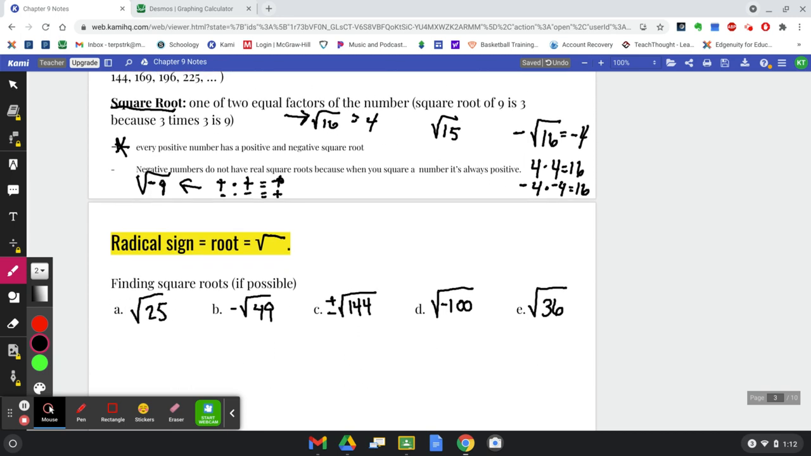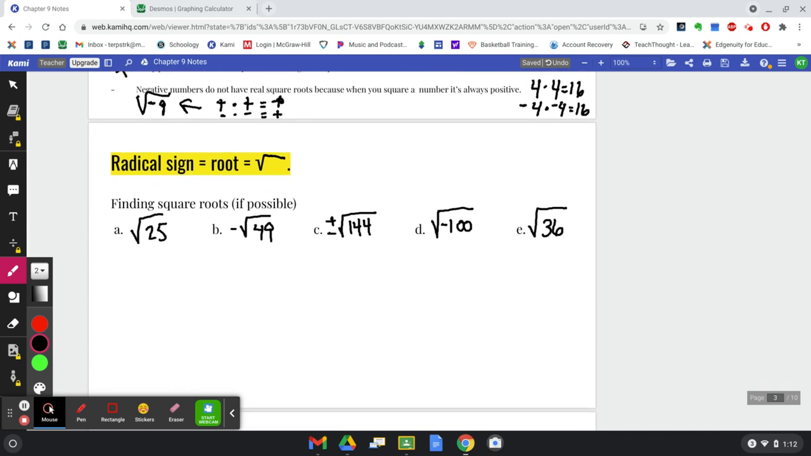All right, so let's look at some examples. First off, getting used to the terminology. The radical sign is just this symbol right here, and it's also referred to as root. So radical and root, same concept there. So we're going to look at just finding square roots of perfect squares.